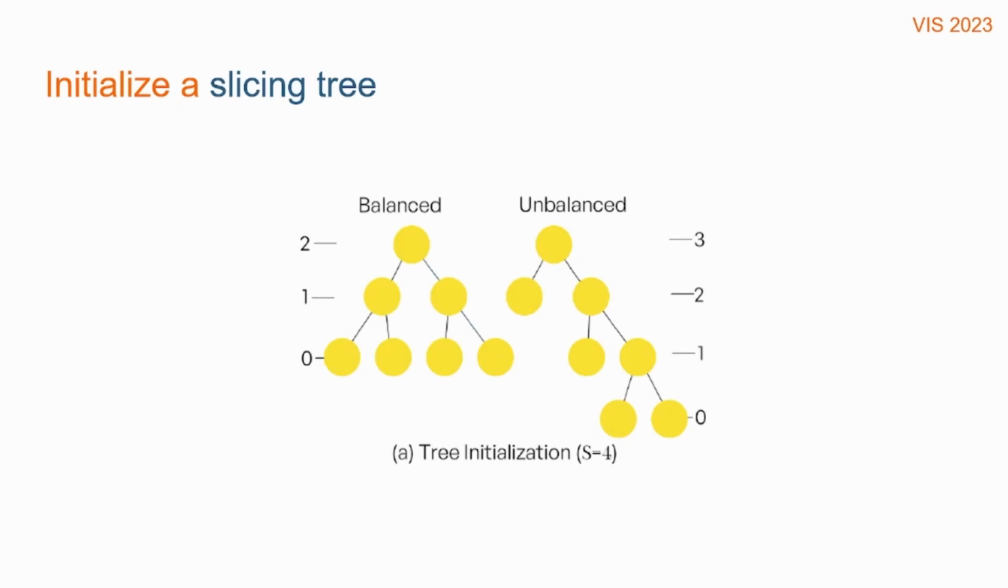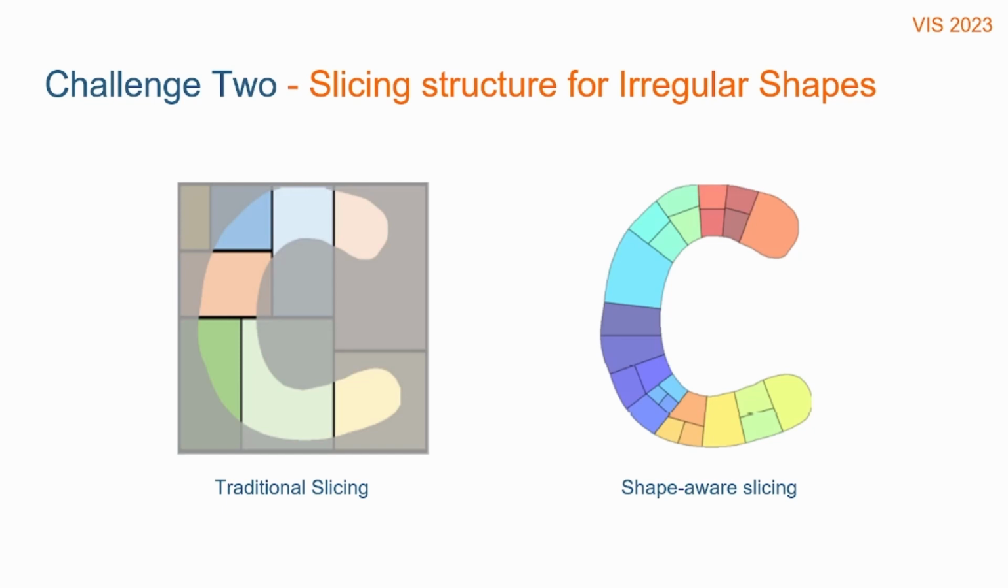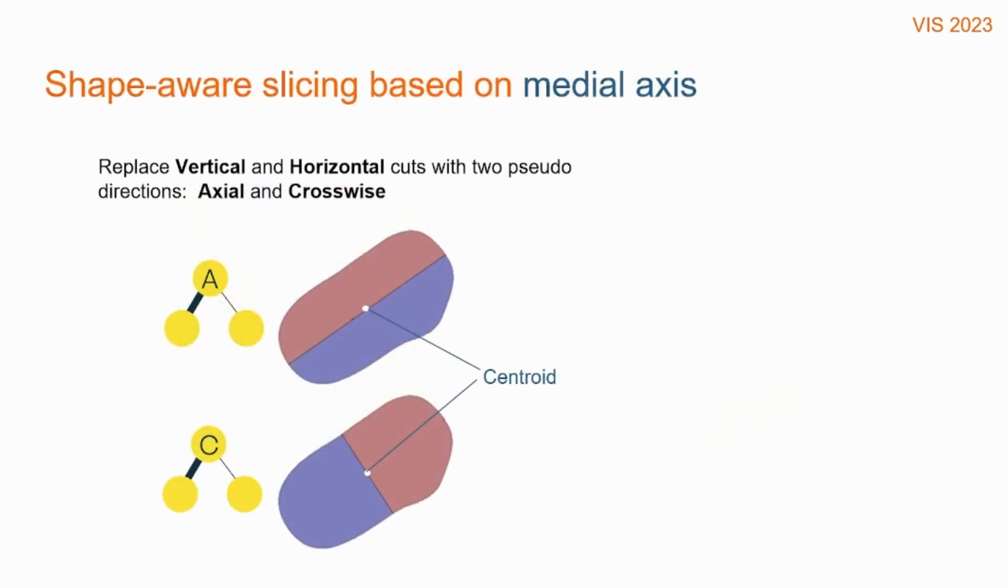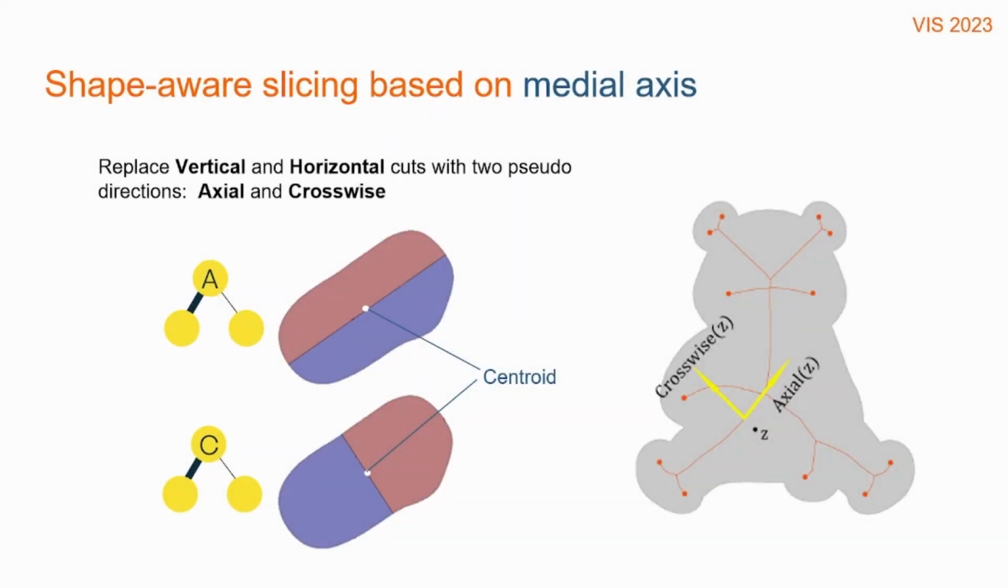Like the majority of image collage papers, we adopt the tree slicing structure. We initialize a tree with the number of leaf nodes according to the input images. The next question is how to map the tree slicing structure into an irregular layout, which we call shape-aware slicing. We observe that there are intuitive directions that are analogous to the vertical and horizontal directions. These directions are closely related to the medial axis.